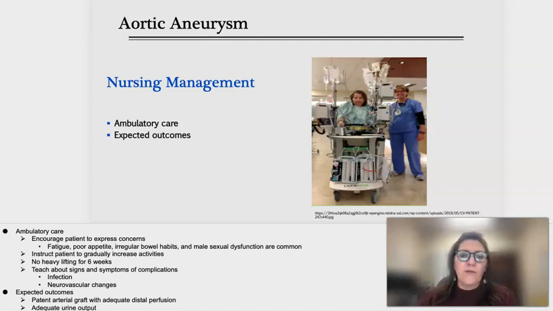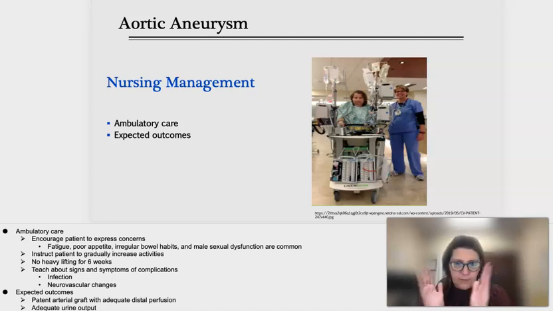If they're tired, if their appetite is poor, if they can't go to the bathroom, if males cannot get an erection, we're going to instruct them to gradually increase their activities, no heavy lifting for 6 weeks, and teach about the signs and symptoms of complications like infection or neurovascular changes. The expected outcome is a patent arterial graft with adequate distal perfusion.